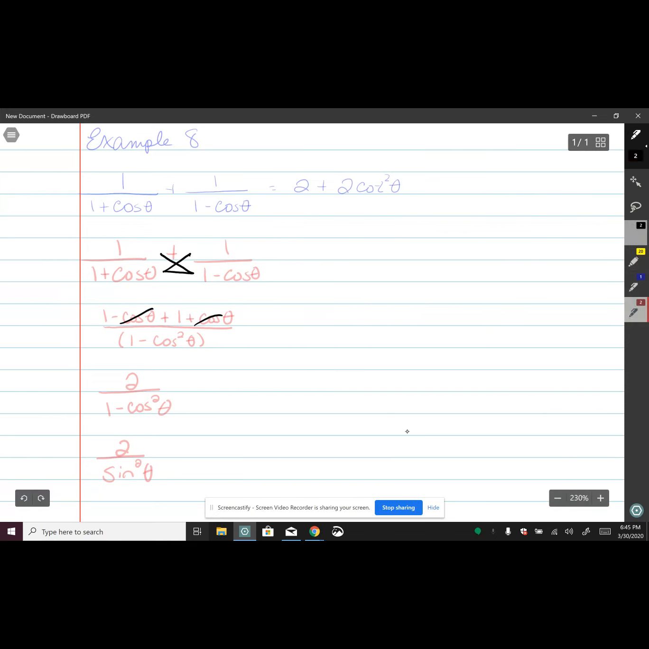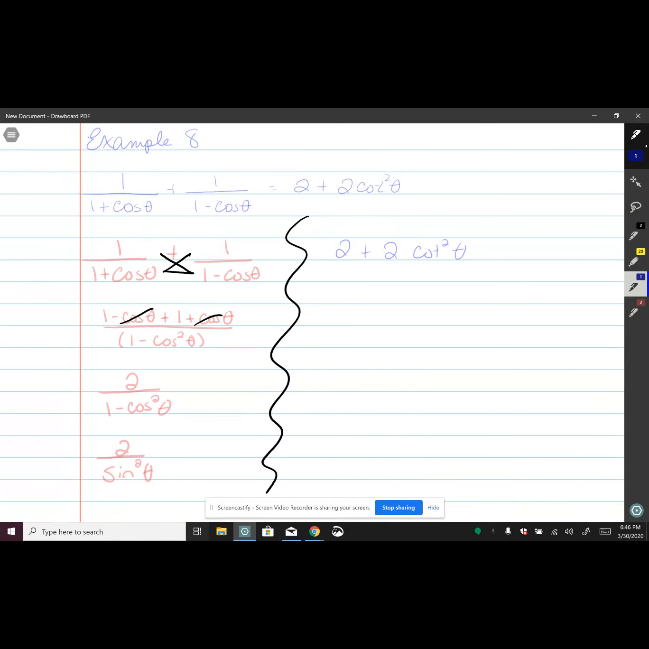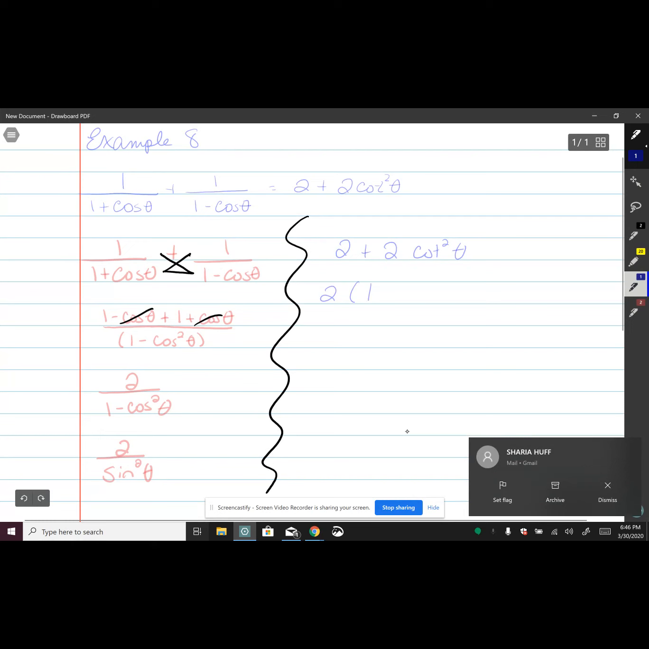So what we're going to do is we're going to come over here and look at the right-hand side. And that's going to be our 2 plus 2 cotangent squared of theta. So I can't do anything more with the left-hand side. So let's try to get the right-hand side, if maybe we can get that to simplify down into what the left-hand side was. So do the obvious one first. Pull out what they have in common, which is a 2. That leaves me with 1 plus cotangent squared of theta.